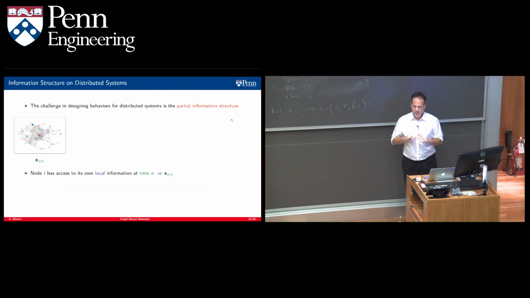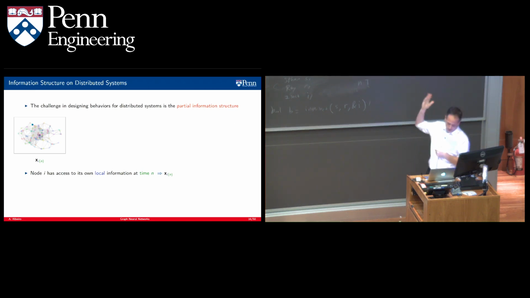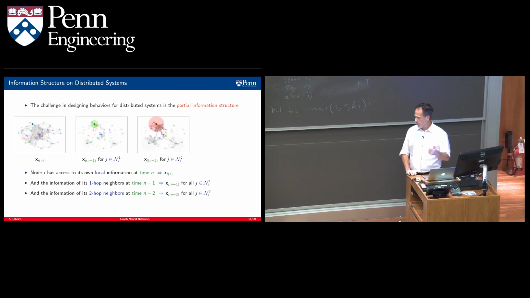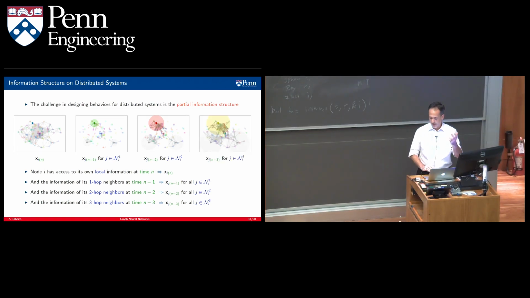Now, as a matter of fact, this is no mystery, okay? We know very well why this happens, and this happens because of what we call the partial information structure challenge. Because what happens is the following. At time n, node i has access to its own local information. You can know the information of your neighbors, but you're going to get it with a one time step delay. You can know the information of your 2-hop neighbors, but that will come with delay 2, and your 3-hop neighbors will come with delay 3, okay?